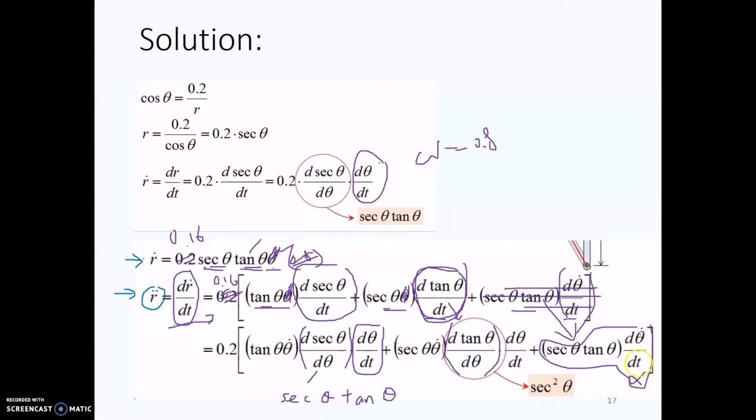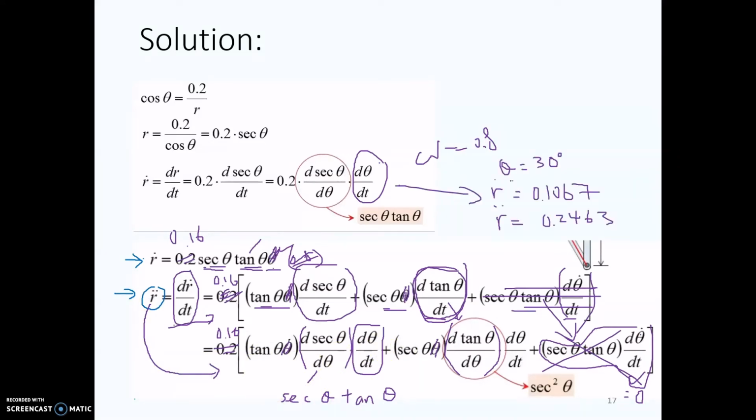Since the angular velocity is constant, your alpha is 0. So this part eventually will be equal to 0. With that, you succeed in obtaining the sliding acceleration to be this answer. Since we want to obtain the velocity and acceleration at angle equal to 30 degrees, therefore substitute the 30 degrees inside these two formulas, and you obtain this answer.